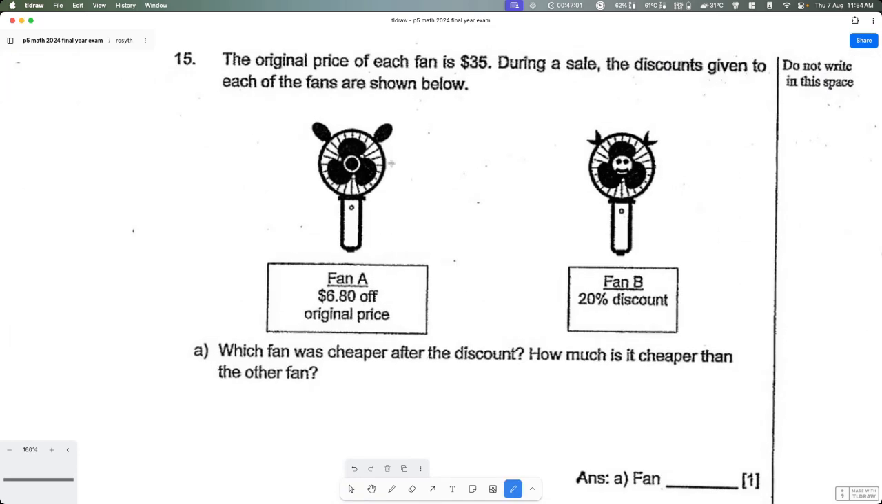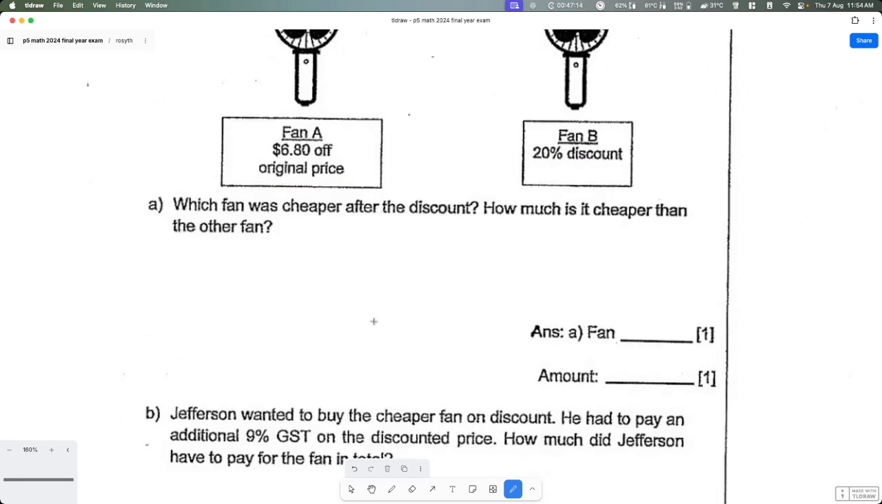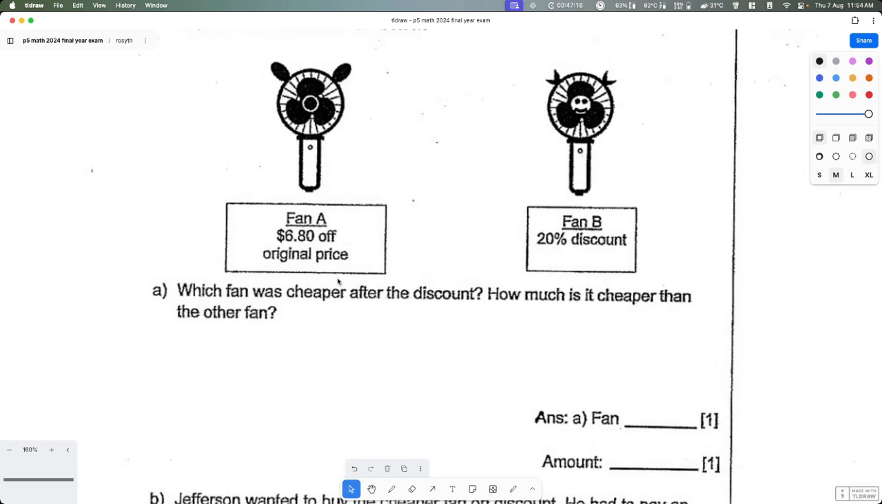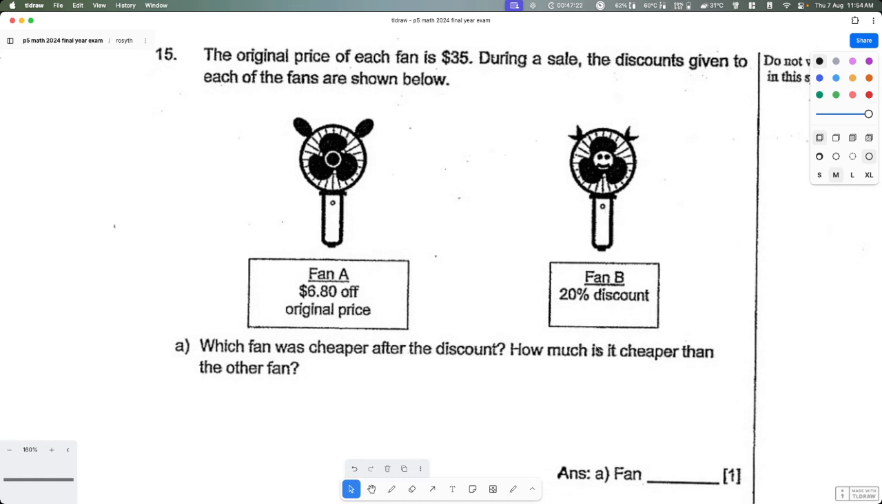Question 15. The original price of each fan is $35. During a sale, the discount given to each fan is shown below. Fan A is $6.80 off the original price. Fan B is 20% discount. Okay, part A says which fan was cheaper after this discount? How much is it cheaper than the other fan?